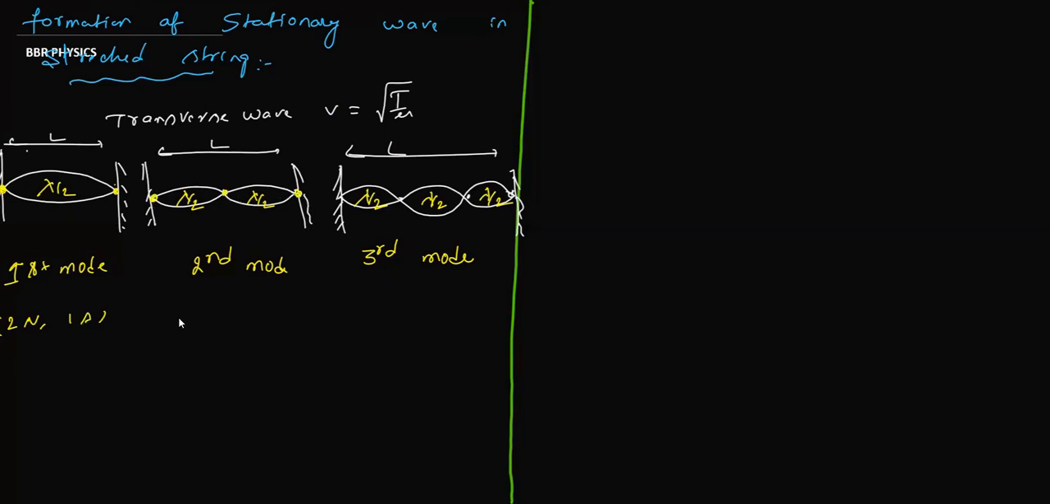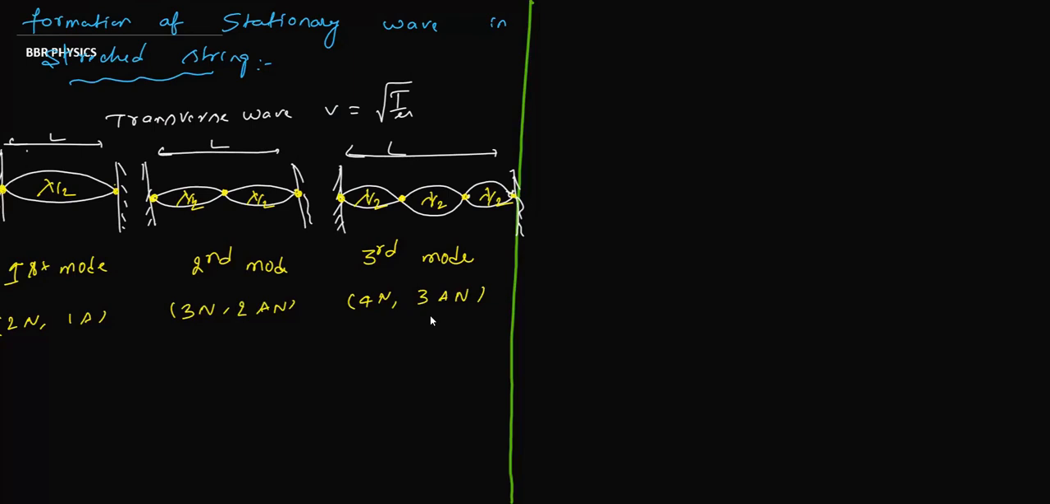In the second case, how many nodes are there? 3 nodes. How many antinodes? 2 antinodes. In the third case, there are 4 nodes and 3 antinodes.